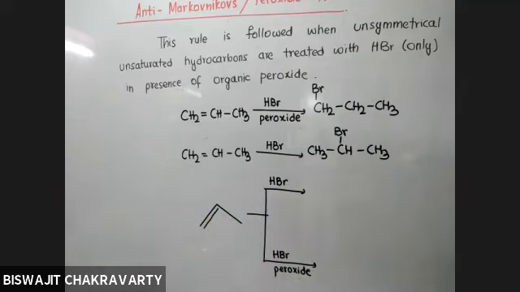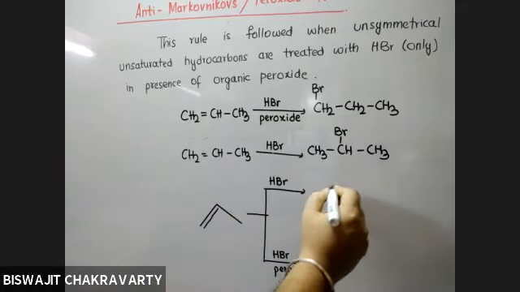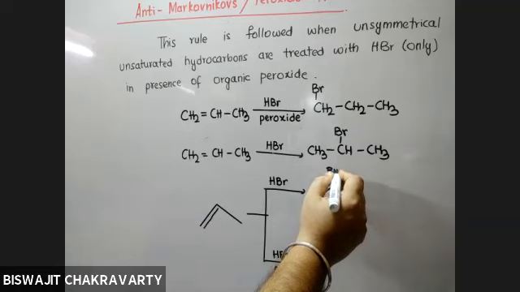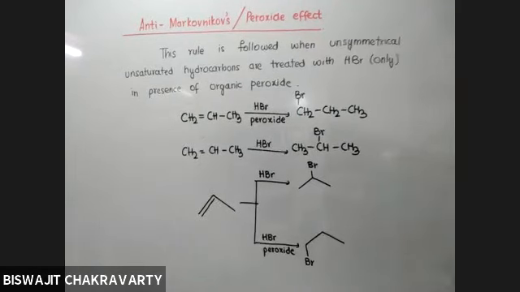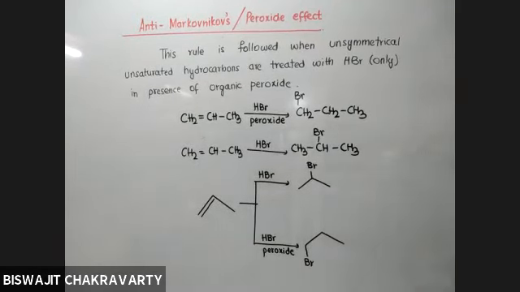In the first one, where will the Br go? Second carbon. So Br will come here. And in the second one, where will the Br come? In the first carbon. So when you write first carbon, you have to put a bond. Don't directly put Br here. It will be wrong. Understood? Is it clear to everyone?